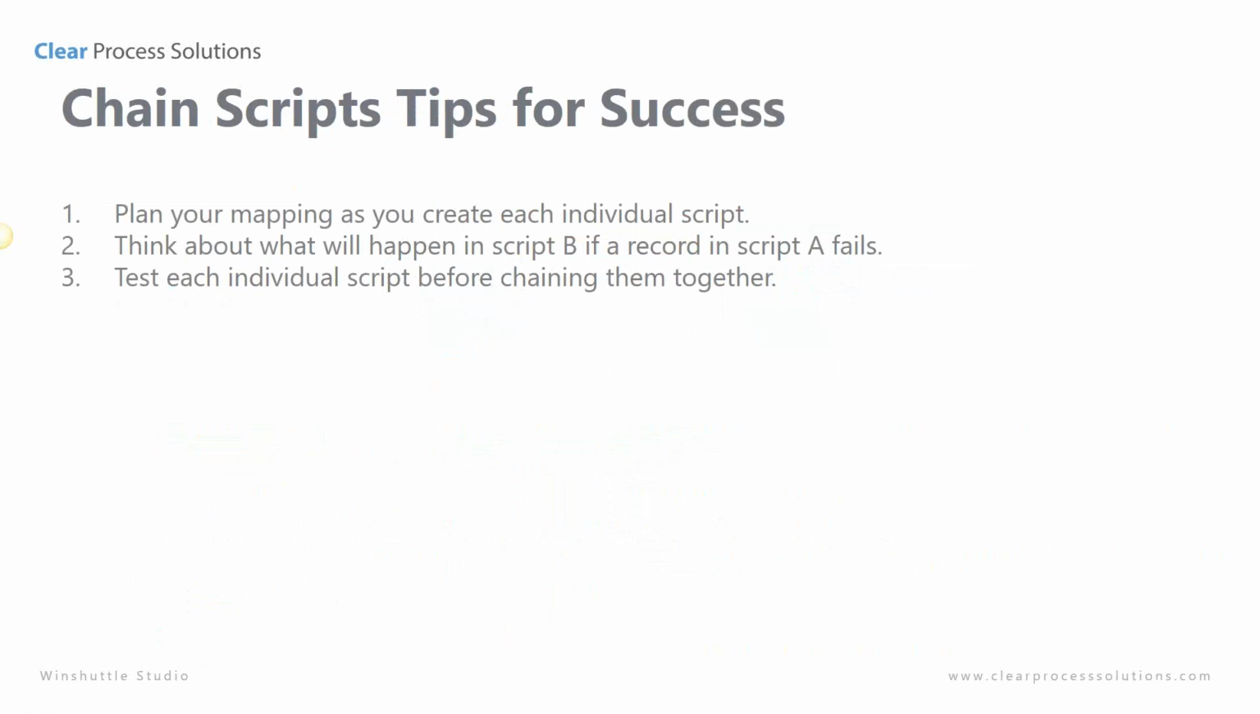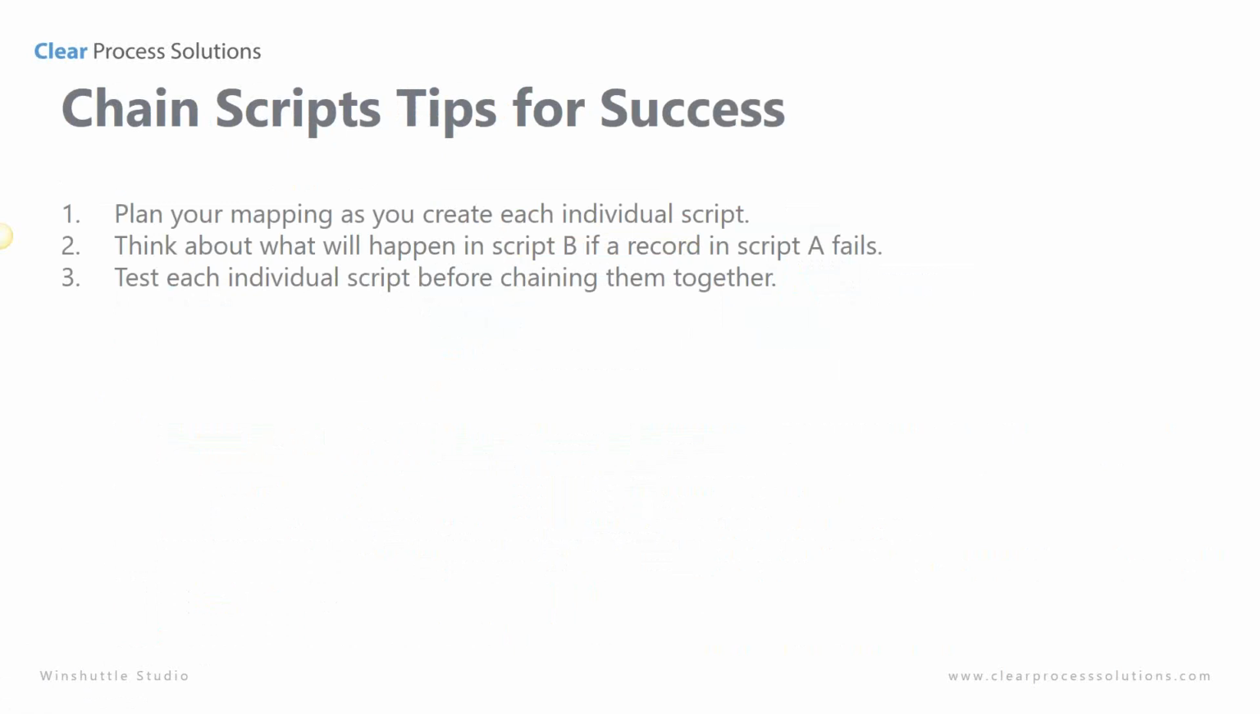Another thing to consider, and we're going to talk about this when I do the demonstration, is what will happen in script B if a record in script A fails. So what you have to understand about chain scripts is, in script A, your very first script, WINSHUTTLE is going to go through and run every record in your Excel file. Then it will move to script B and run every record in your Excel file. So it doesn't run script A for record 1, and then script B for record 1, and then script C for record 1. It runs script A for all your records, and then script B for all your records.